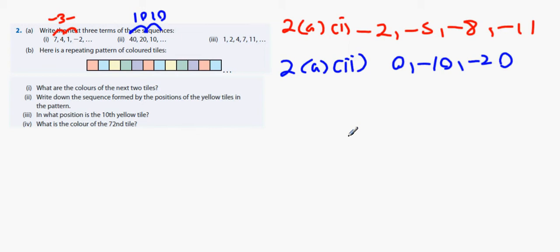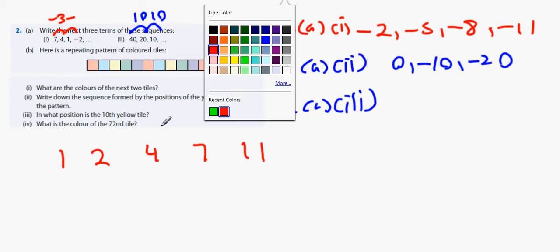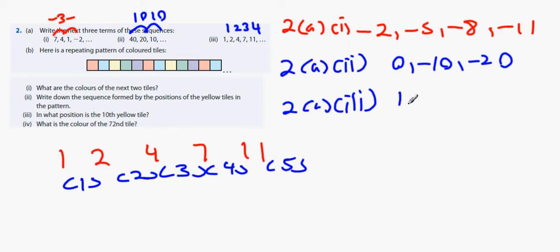Okay, the third one, 2a part 3. What we can see is it's going up by 1, the second one goes up by 2, the third one goes up by 3, the fourth one goes up by 4. So let's draw this one out a bit larger. 7, 11. Now you see that the differences are 1, 2, 3, 4. Therefore the next difference should be 5. Add on 5, we're going to get 16. Add on 6 to that, we're going to get 22. And add on 7 to the next one, we're going to get 29.